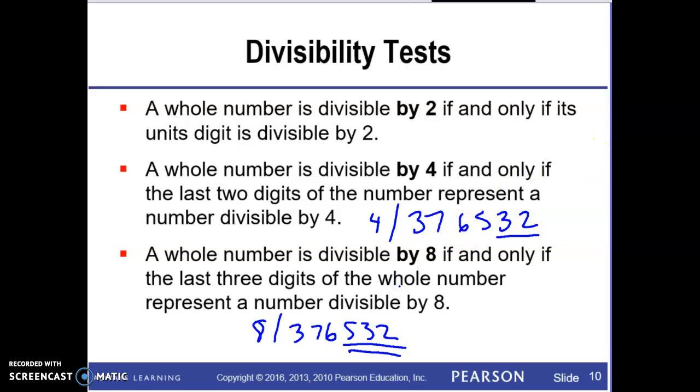Now to help you keep these straight, one thing I want you to look at, 2 to the first power is 2.